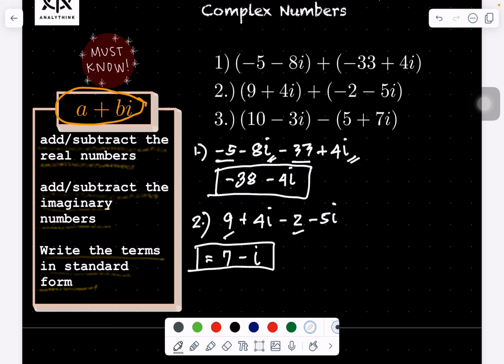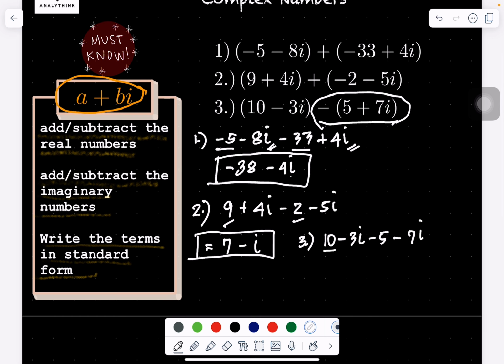Number 3 is subtraction. So we have to change the sign of the terms inside this parenthesis, this one. So for number 3, you have 10 minus 3i minus 5 minus 7i. And then combine the real numbers, 10 and negative 5. So 10 minus 5 is 5. Negative 3i and negative 7i, you have negative 10i. So this is our final answer.